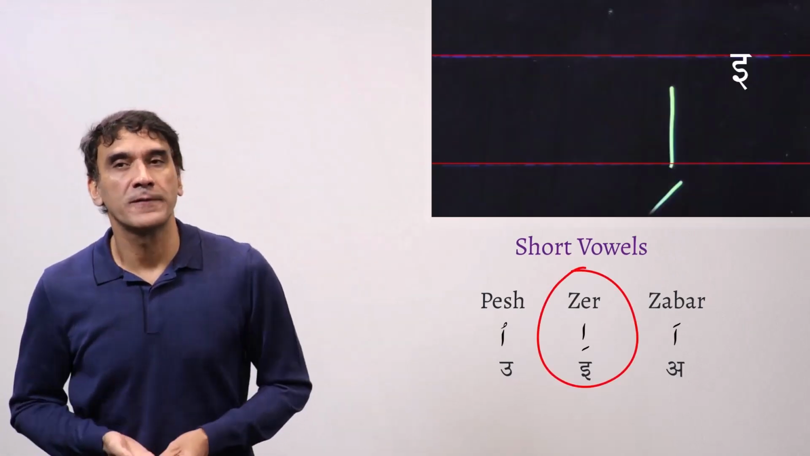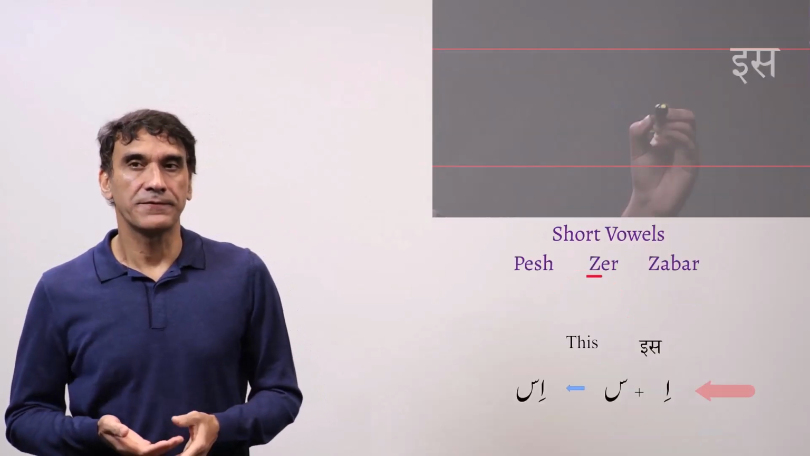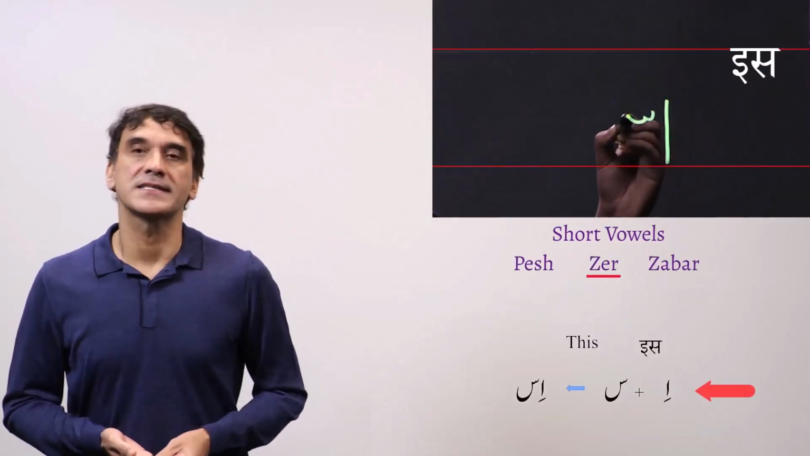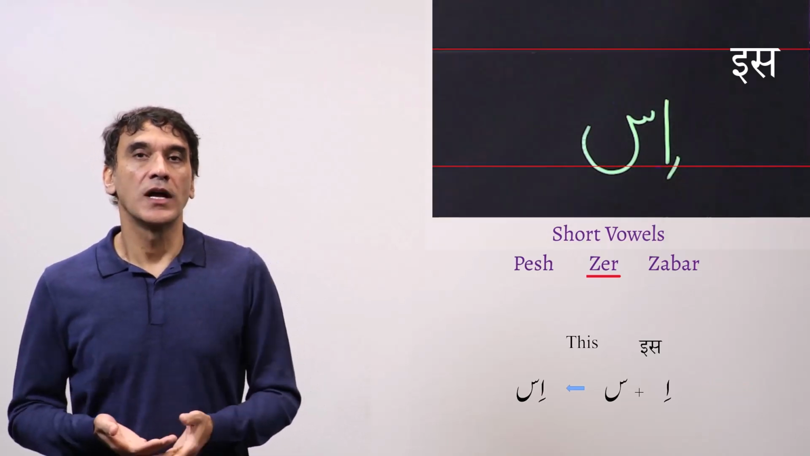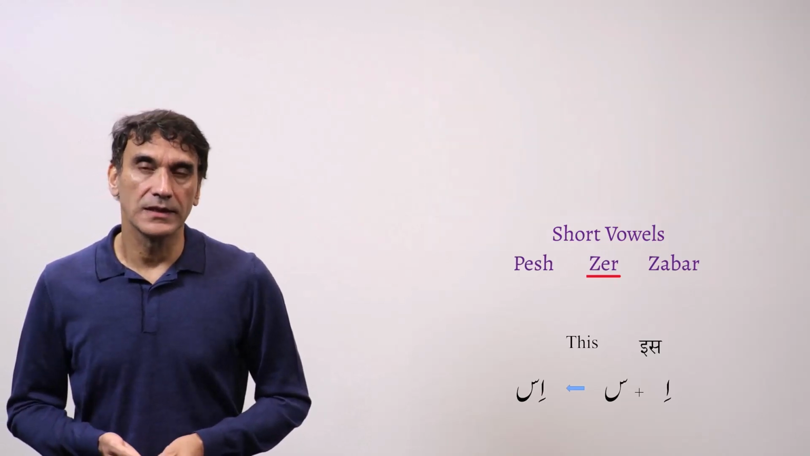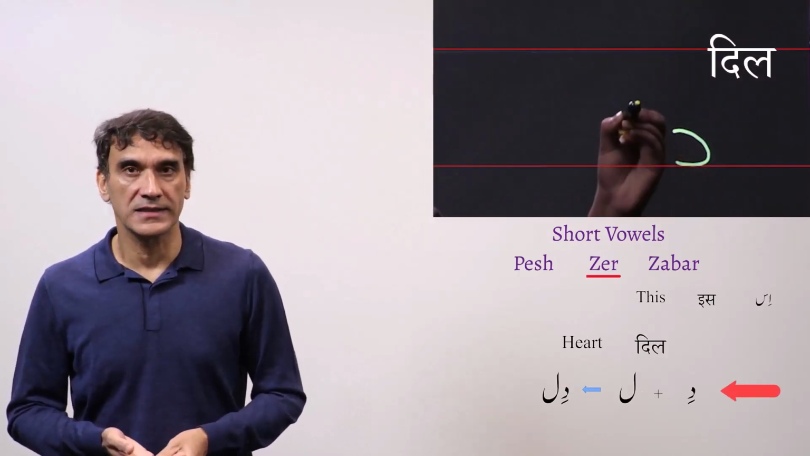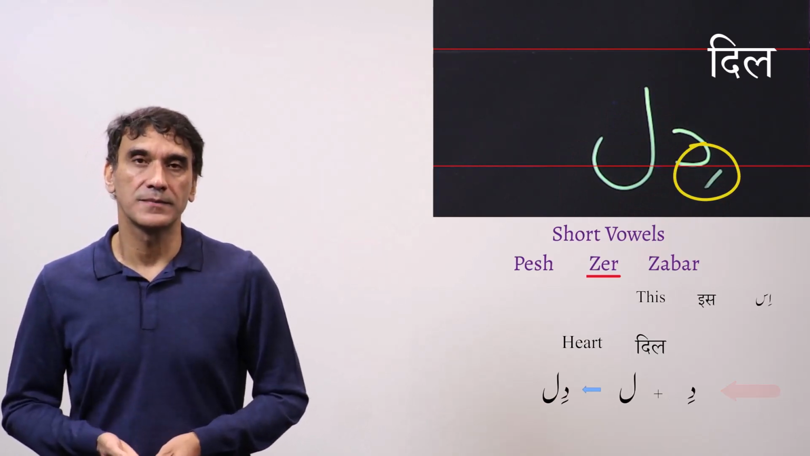The next short vowel is Zer. It represents the short E matra in Hindi. The first word is Is, meaning this, the oblique form of the pronoun yah in Hindi Urdu. So Alif Zer I plus Sin, I sa, Is. The next word is Dil, meaning heart. So Dal Zer Di plus Lam, Di la, Dil.